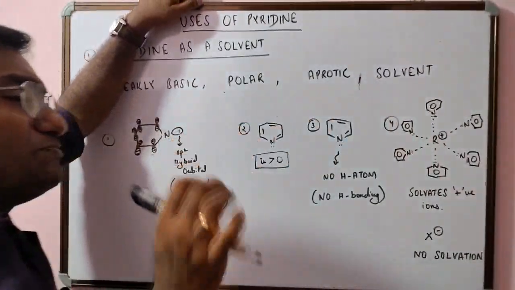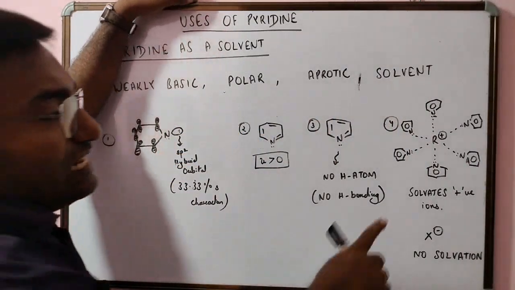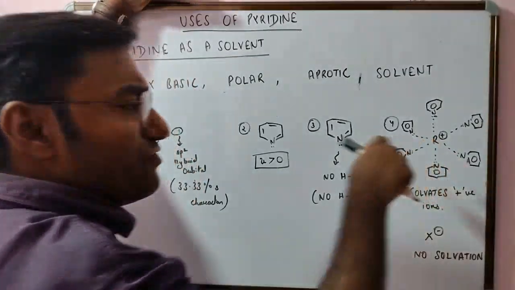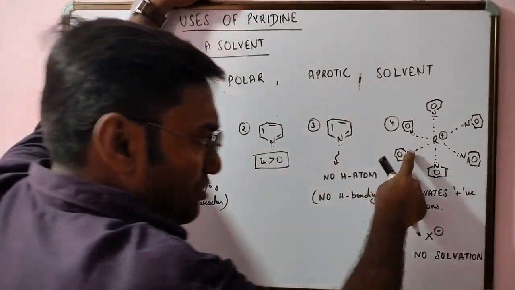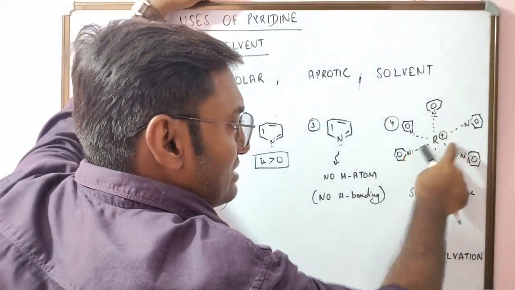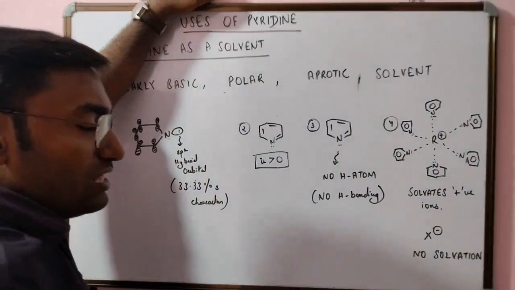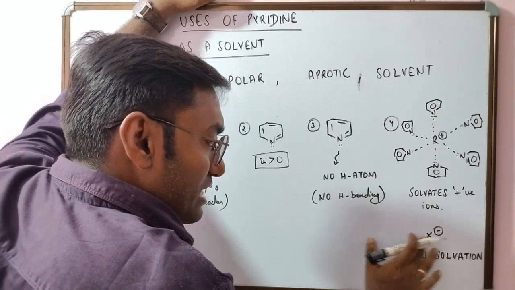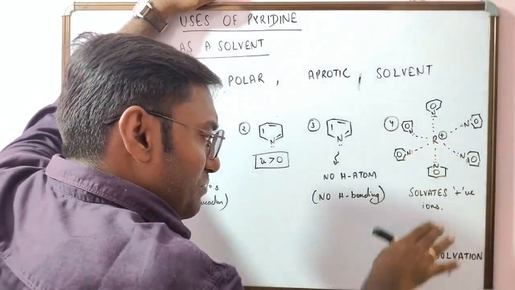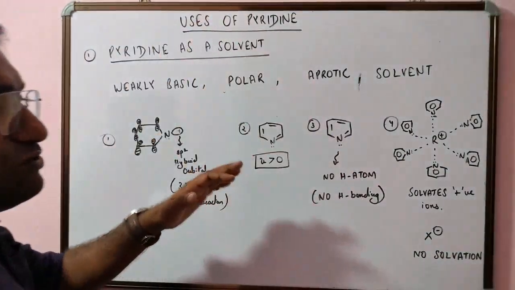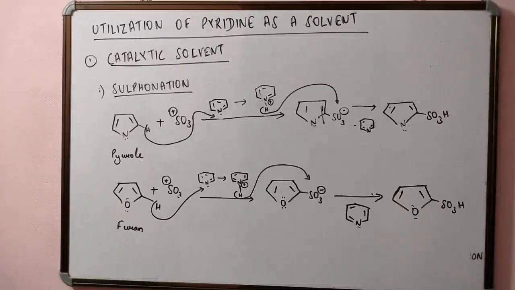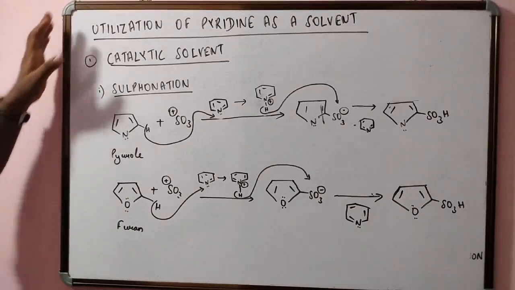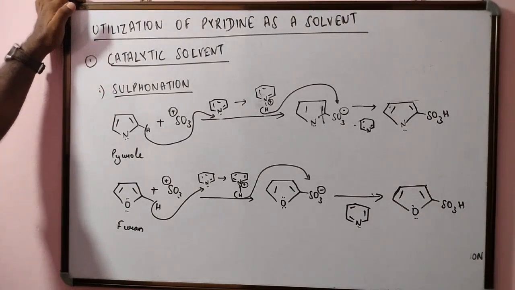It's a solvent. Indisputably, pyridine is a solvent. It can stabilize and solvate the positive addendum of any reagent because it has got a lone pair of electrons to stabilize it and to solvate it. However, the counterpart negative addendum, it cannot solvate. That is, it can solvate cations but cannot solvate anions, and that would make the pyridine a mild solvent or a partial solvent. Let us now look into the utilization of pyridine as a solvent.